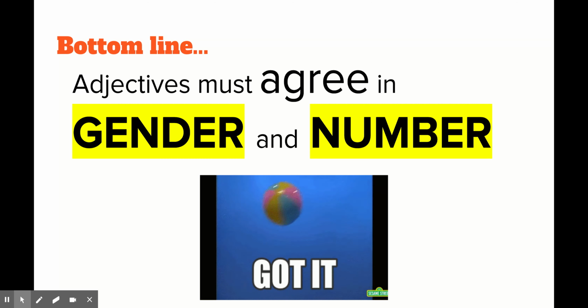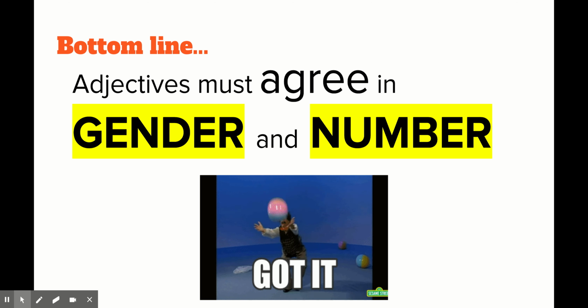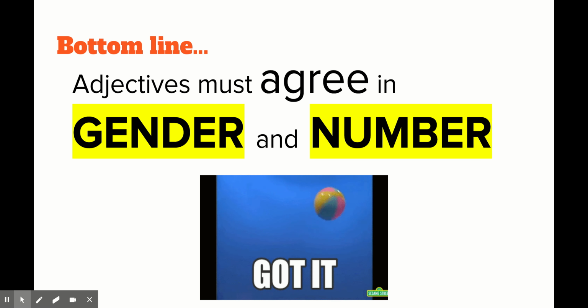Okay, adjectives must agree in gender and number. That's the bottom line. That's the most important thing. Highlight it, circle it, put a big bold sign. I don't know, whatever you do in your notes, okay? But always, always, always. If the noun is plural, your adjective has to be plural. If your noun is masculine, your adjective has to be masculine. If your noun is feminine, your adjective has to be feminine. Okay, that's the bottom line. Stick it on a post-it, put it on your face, whatever you gotta do to make it work.